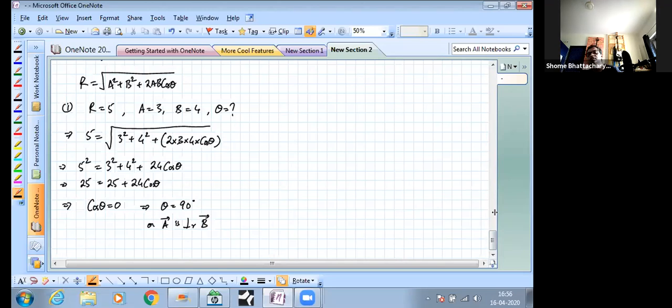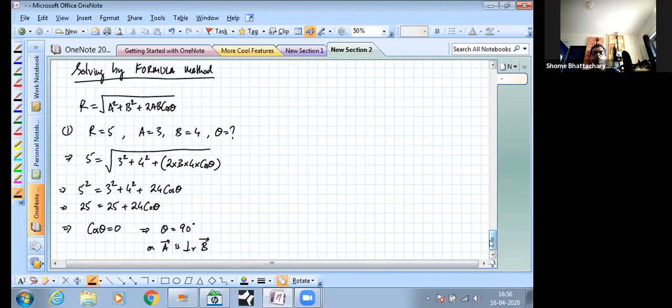So instead of making a triangle and trying to understand the angle from that triangle, we can also just solve this by using the triangle law formula, or what is called the formula based approach. So this is an alternate approach of solving the same problem. Okay. I'd like you people to just note this down and then try out the second part of this question on your own by this method.